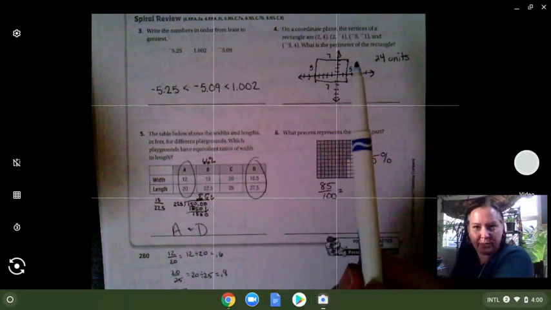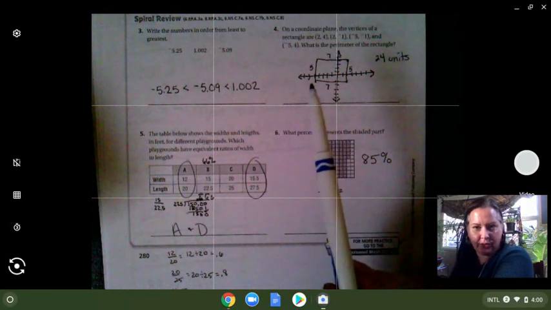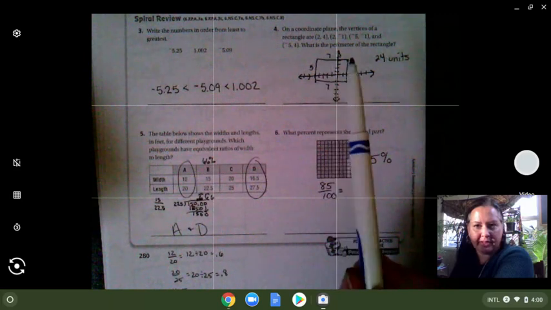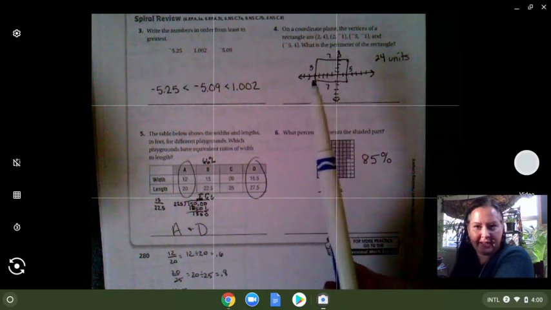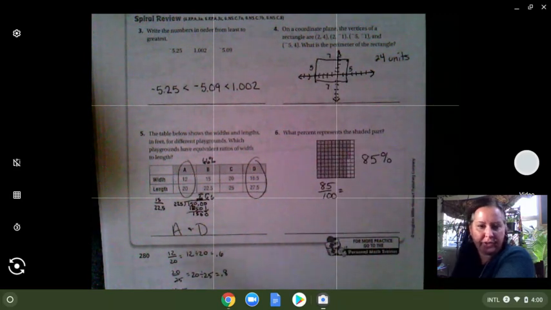Okay, the next one, we graph those dots on the coordinate plane and we find the distance between each of the dots. When you plot them, you'll find that you get 7, 5, 7, and 5, which will be 24 units when added all together.